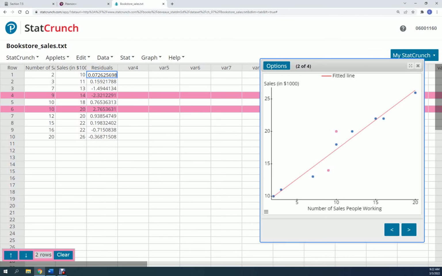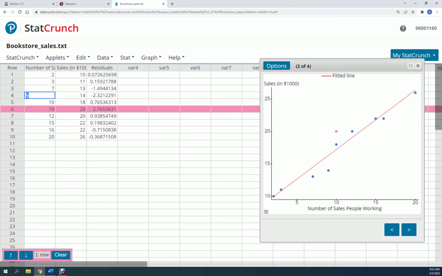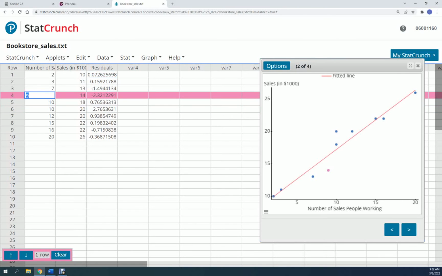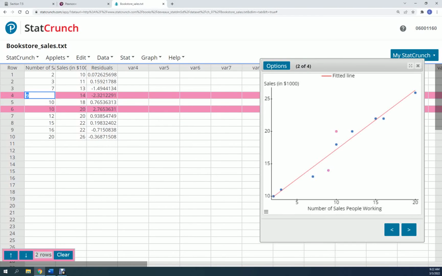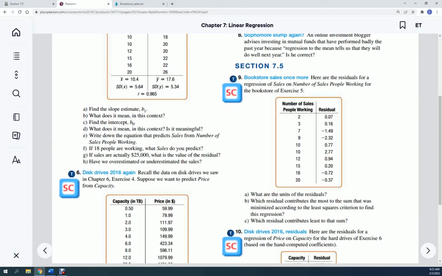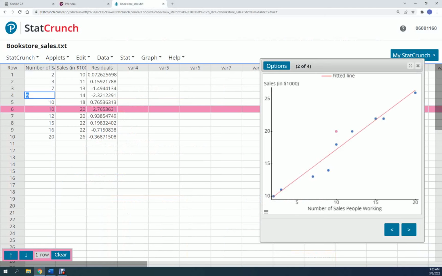The residual, a positive residual, means my point is above the line. A negative residual means my point is below the line. So this point's below. Oops. That point is my point above, and this is my point below. The one that's the furthest distance, absolute value distance, is the biggest here. So let's see what other questions we have. The residuals are in thousands of dollars. Which residual contributes the most? This one here, because it's the furthest away from the line.